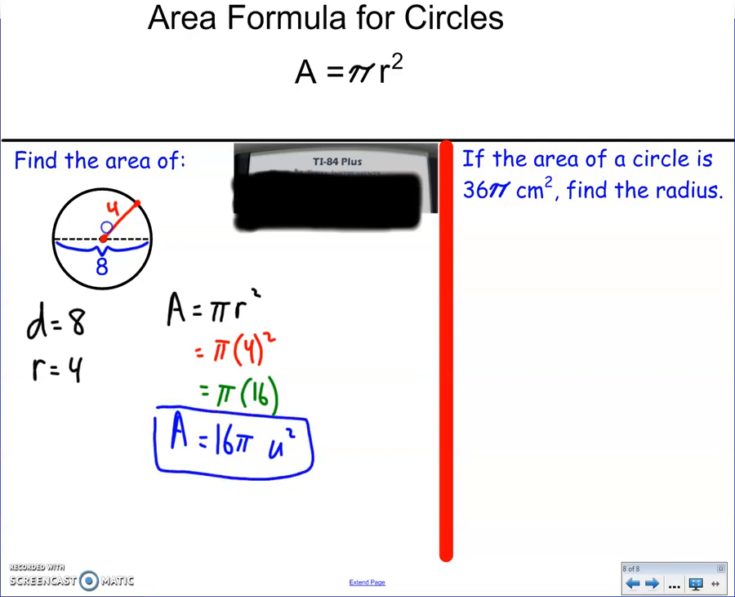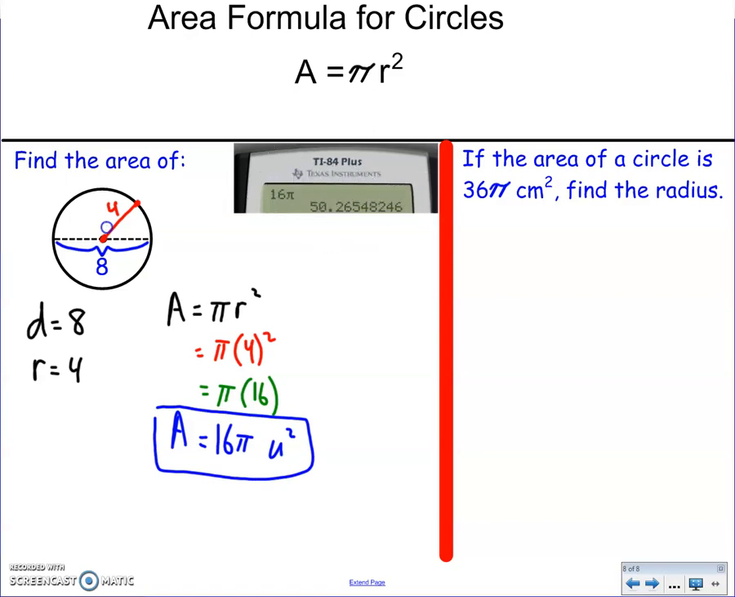If you want the approximation, you can type it in a calculator or use 3.14 for pi. So by typing in a calculator, here's what I got. 16 pi is about, or write this, so area is approximately, if they say round, let's do 2 decimal places, hundredths place, 50.27 units squared. All right, so an exact answer and an approximation answer.